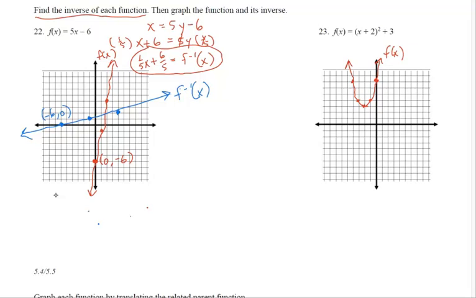Let's get the inverse function. So again, switch places. I'll just come down here and do it. Switch places with x and y. So it'll look like this.